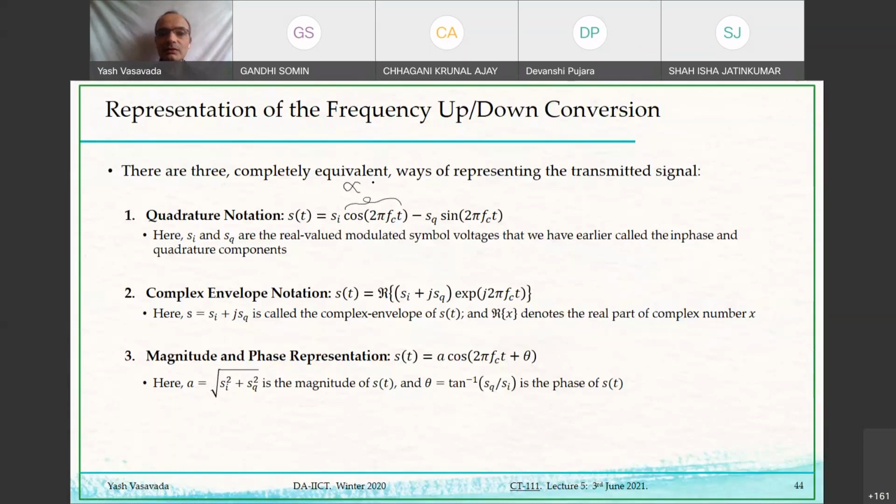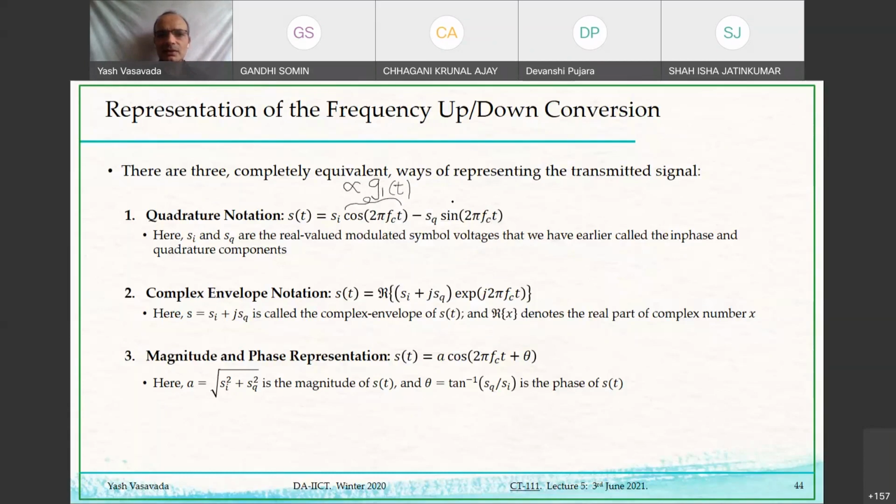Does anybody remember what we called this, cosine of 2 pi FCT, in the previous lecture? We called it angular frequency... We said that this is proportional to some function G1 of t.